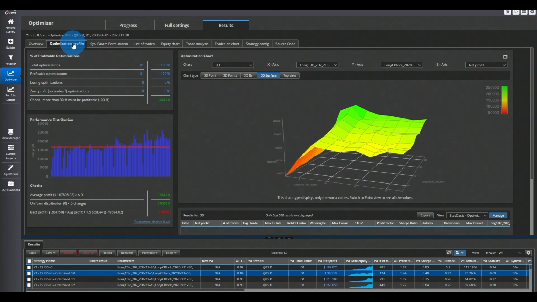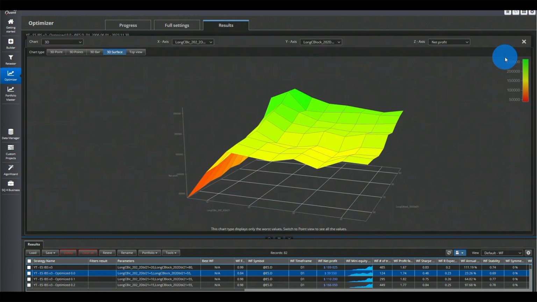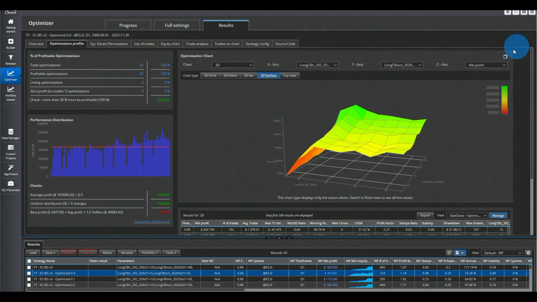If you go to the optimization profile, now we get to see the profile of our optimization. So let me maximize this. Currently what we are looking at is a 3D surface of our entry and exit with the z-axis as net profit. We notice immediately that we're starting from around 50,000. So that means all our optimizations are profitable. In fact, let's go there. So let me put this down.